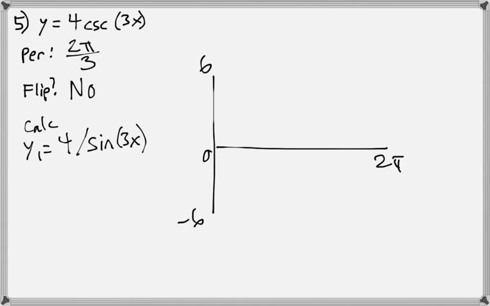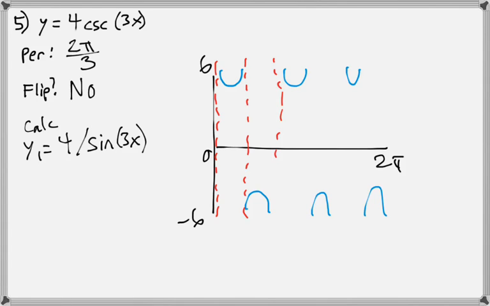And you'll see that our graph looks like this. And we have vertical asymptotes here. So that is our graph.